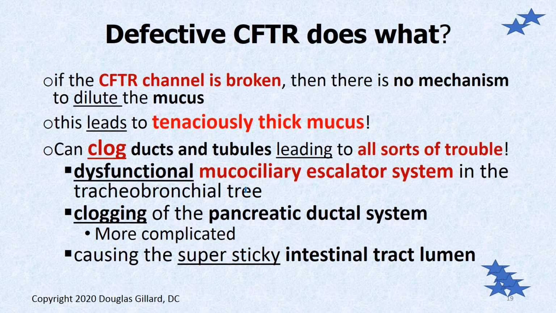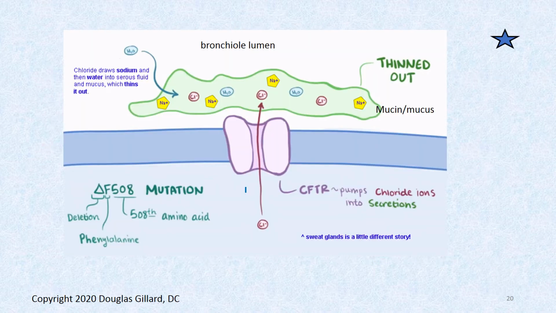The bugs won't get out. They'll burrow into the tracheobronchial tree wall, and they'll cause an infection, and that's pneumonia. And that's the trouble with cystic fibrosis patients. They get pneumonia after pneumonia after pneumonia because of this super sticky mucus.